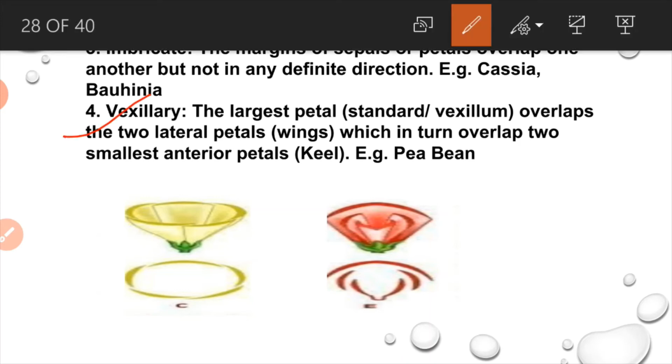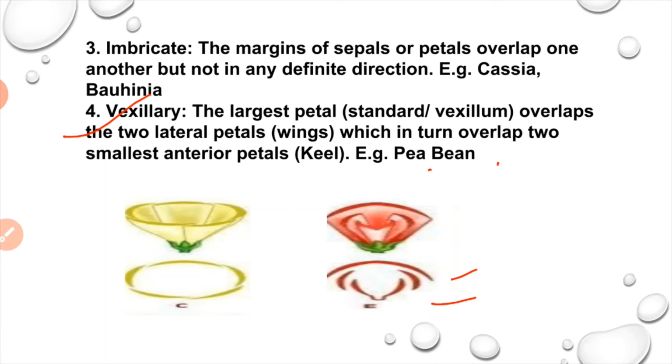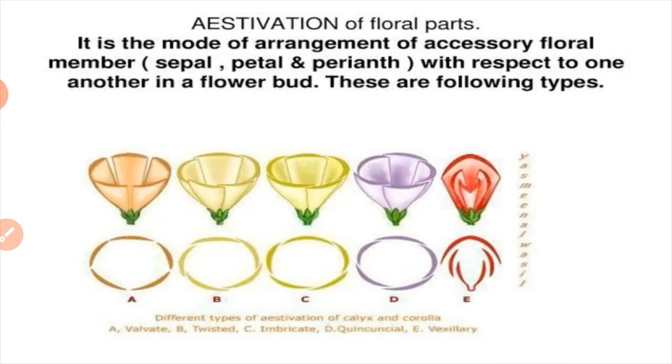Next is vexillary. The largest petal, the posterior petal, overlaps the two lateral ones, which in turn overlap the two smallest anterior petals. Such kind of estivation is known as vexillary, for example in pea as well as bean. These are the diagrams of all the types of estivations.